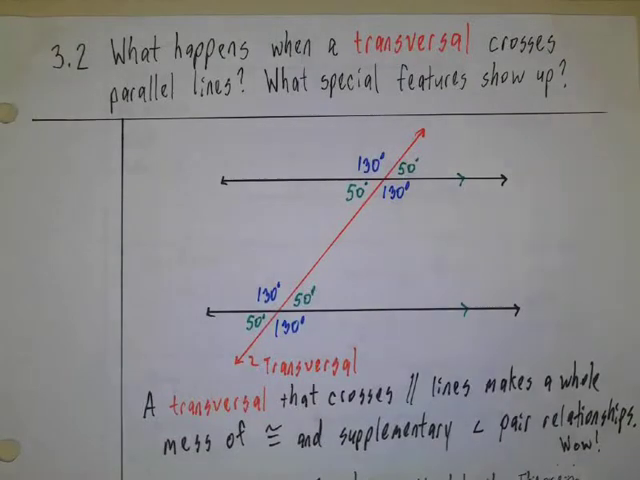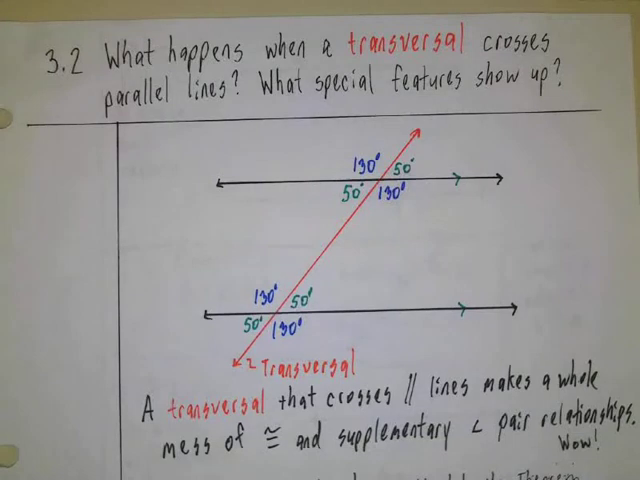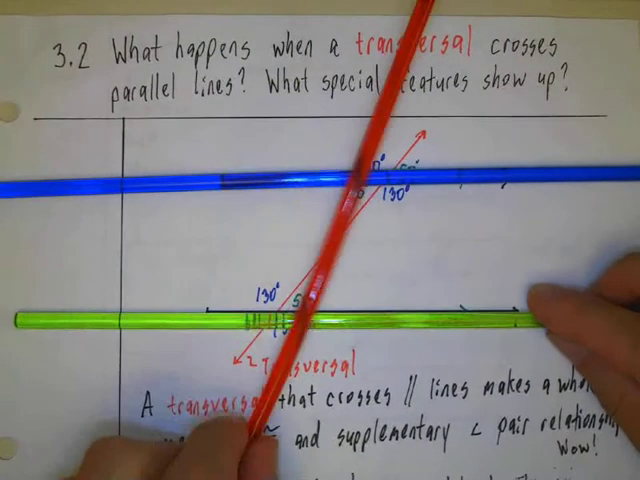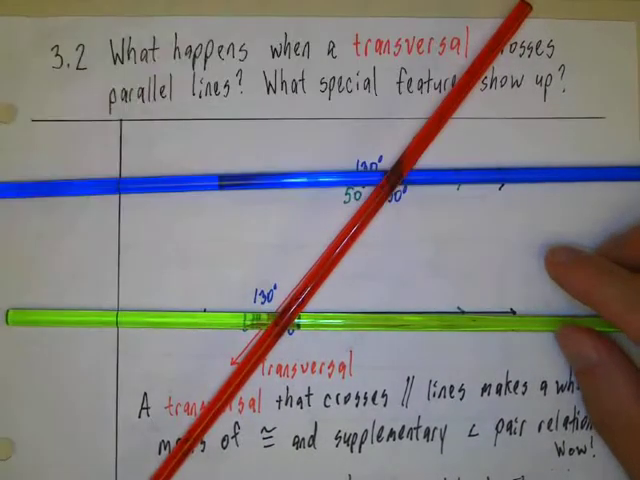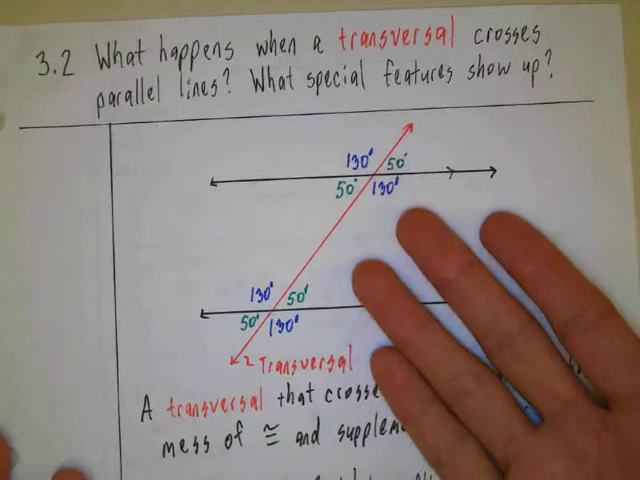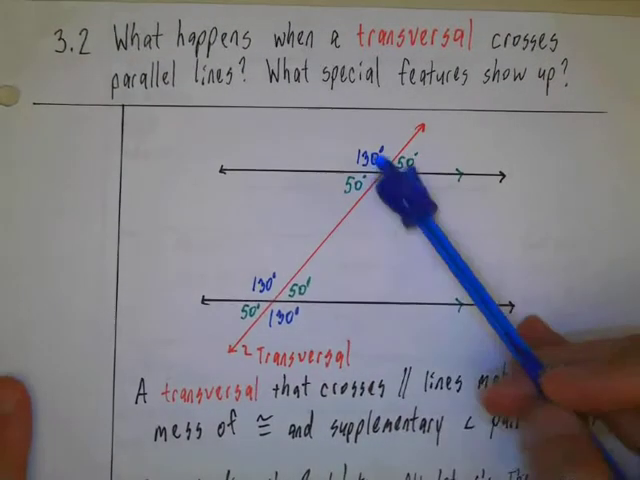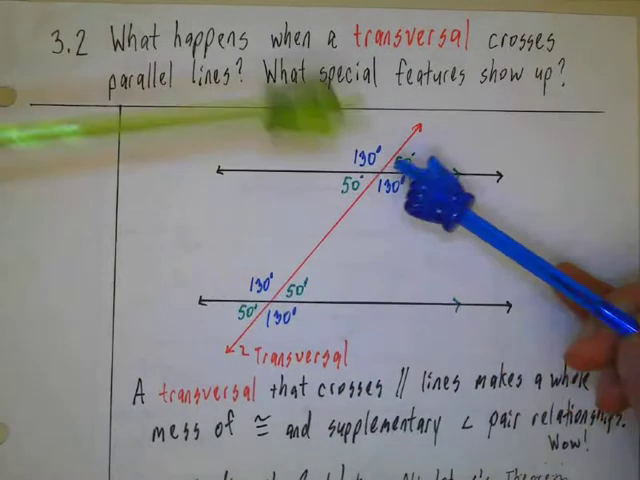3.2 asks, what happens when a transversal crosses parallel lines? What special features show up? So we started with this diagram of two parallel lines with a transversal. We measured the angles and we saw this pattern, which makes sense. We see that vertical angles are congruent, but we also saw these other things.